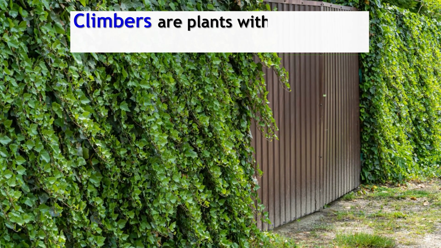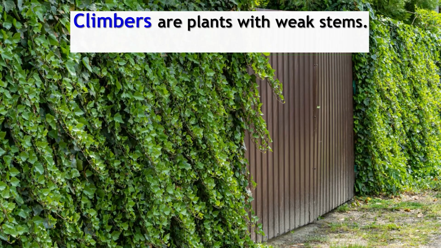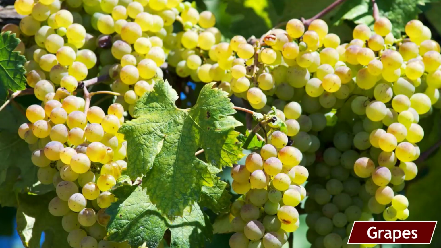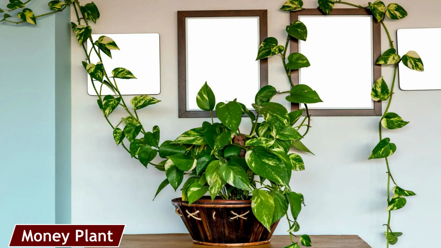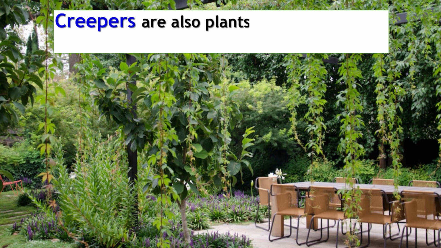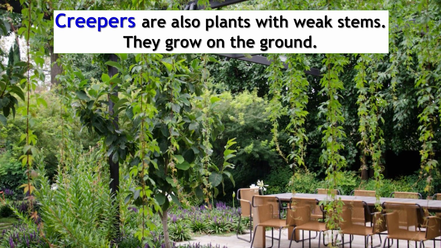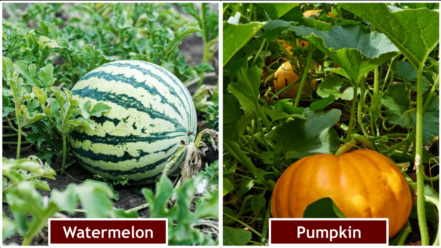Climbers are plants with weak stems. They need some support to grow. Grapes, money plant are some examples of climbers. Creepers are also plants with weak stems. They grow on the ground. Watermelon, pumpkin are some examples of creepers.